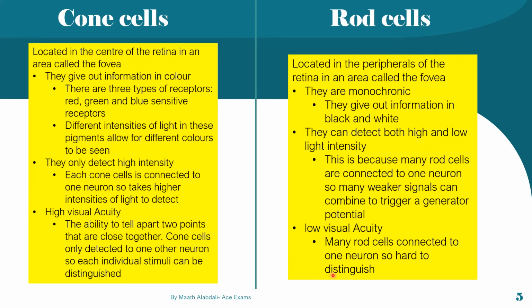So in terms of visual acuity, in the cone cells there's one cone cell for one neuron, but in the rod cells there are many rod cells connected to one neuron. So it's really, really hard to distinguish, if you get what I mean.